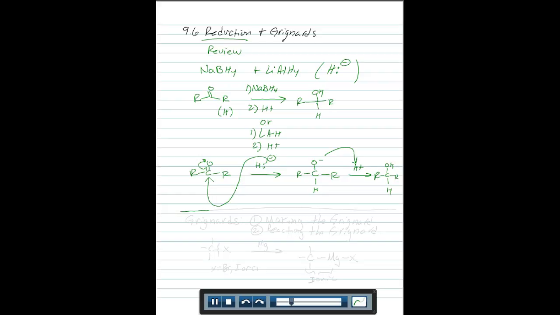All right, the second part of this section, which is the most important part, is the Grignards. This is something that's relatively new. There are two parts to this. The first part is making a Grignard, which is what we talked about in a previous chapter. The second is reacting the Grignard.